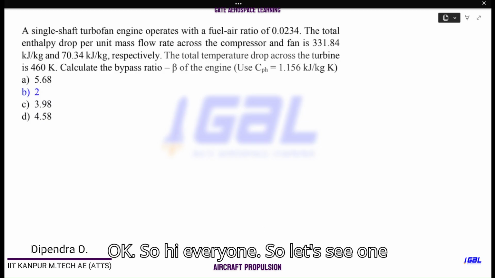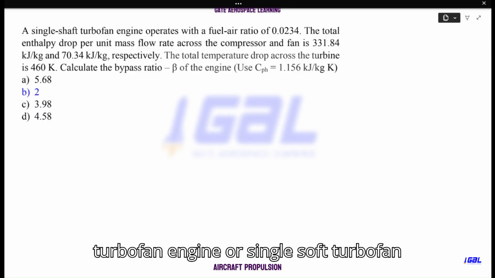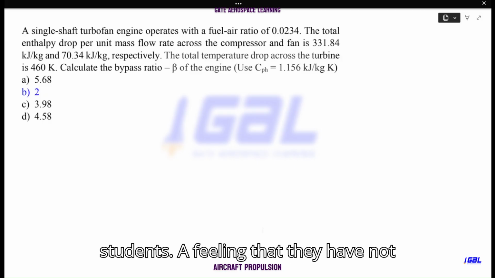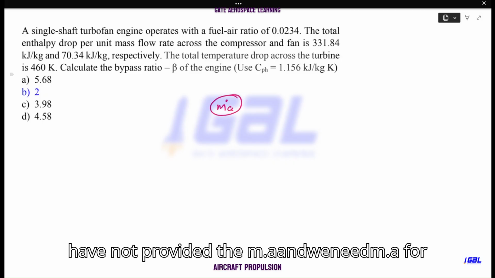Hi everyone. So let's see one question of a turbofan engine, single spool turbofan engine or single shaft turbofan engine. This question was slightly on a trickier side. The students are feeling that they have not been provided the m dot a, and we need m dot a for solving this question.